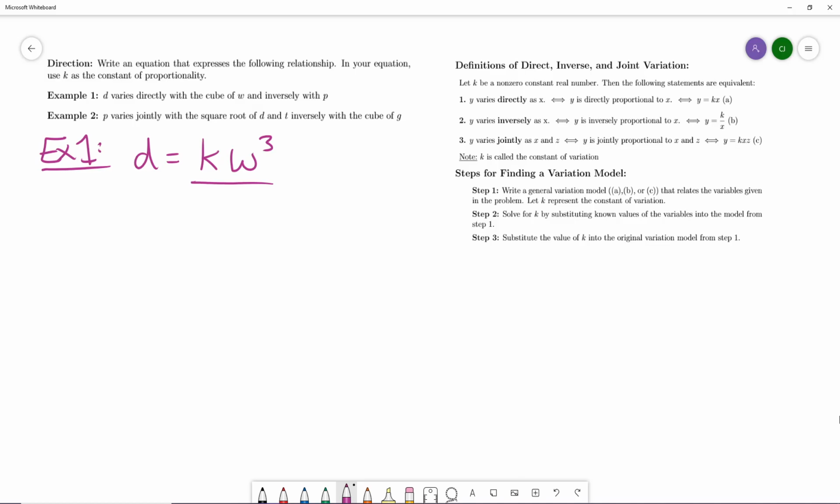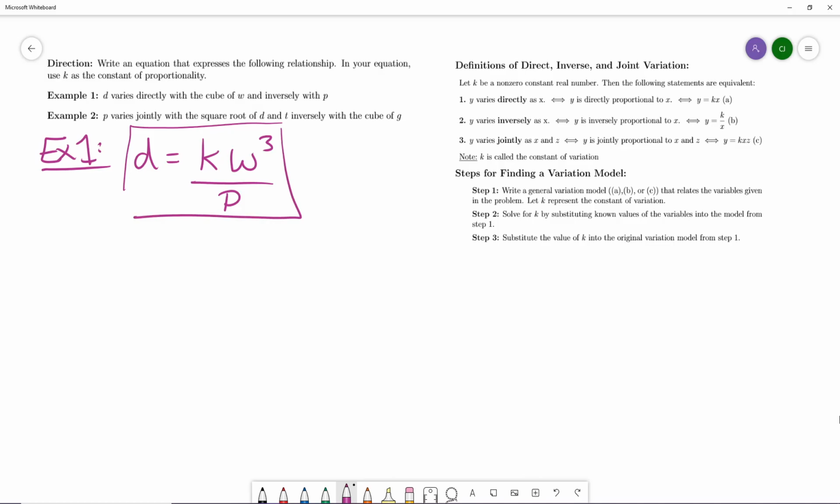So what does inversely mean? That means p is going to be in the denominator. All right, keep in mind k is always in the numerator, which is why I put it up here. There was no information given to tell us how to solve for k. So this is our equation.